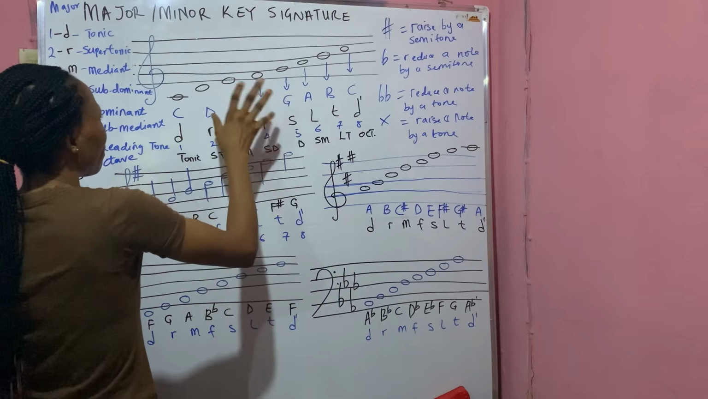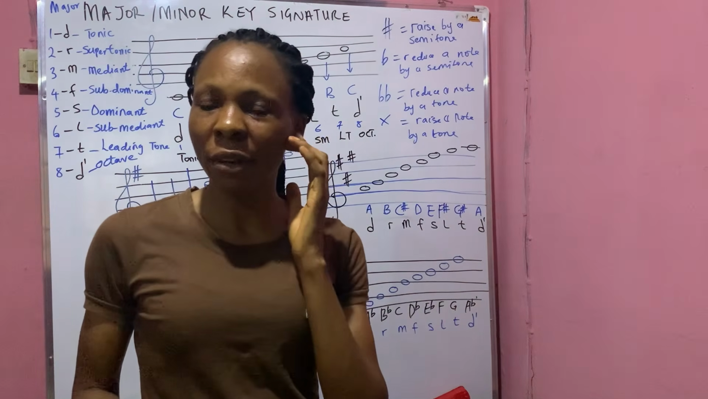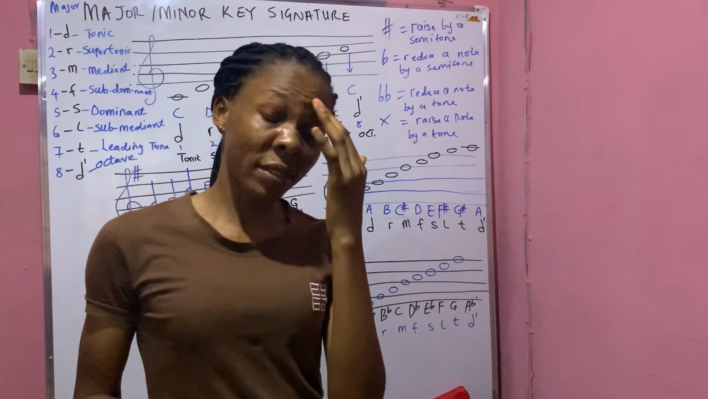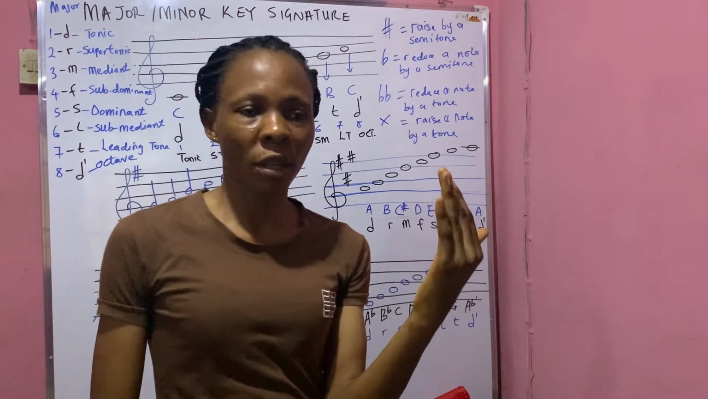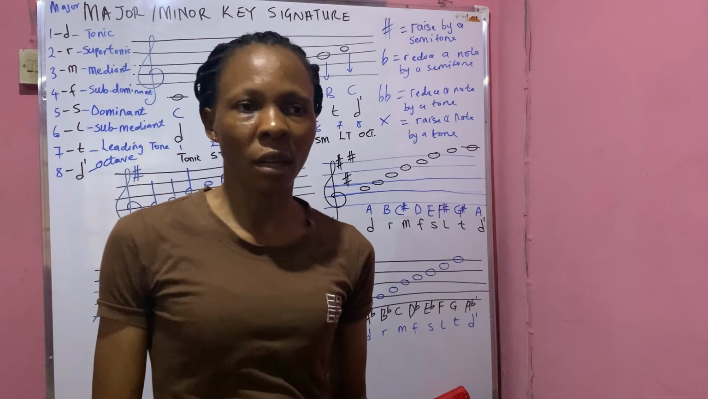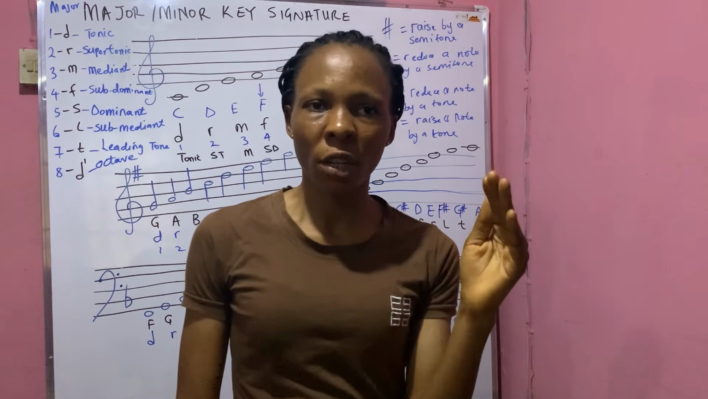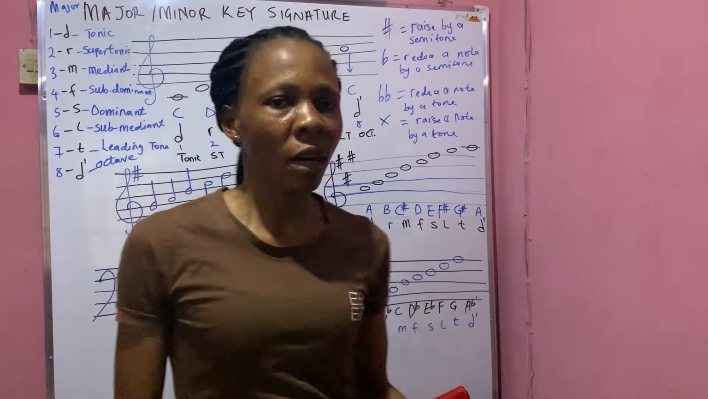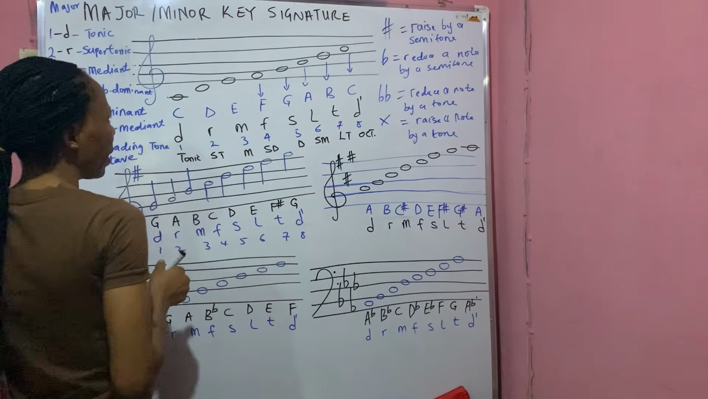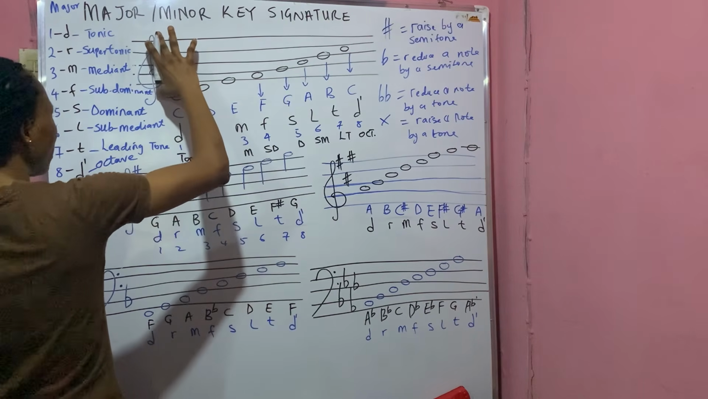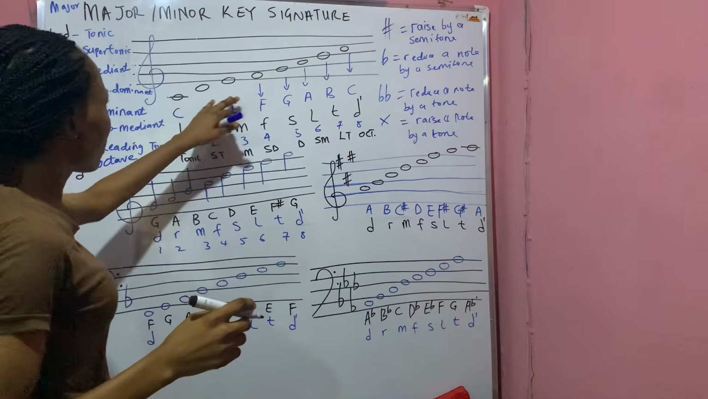All right, the relative minor of C major is A minor. Now, how do we find the relative minor of a key? The 6th degree of every major key becomes the tonic of a minor key. Let me explain again. The 6th degree of a major key now becomes the tonic of the relative minor of that key. Now, what is the 6th degree of C major? The 6th degree of C major is A. So now this A, in this same key signature, music can also be written as A minor.